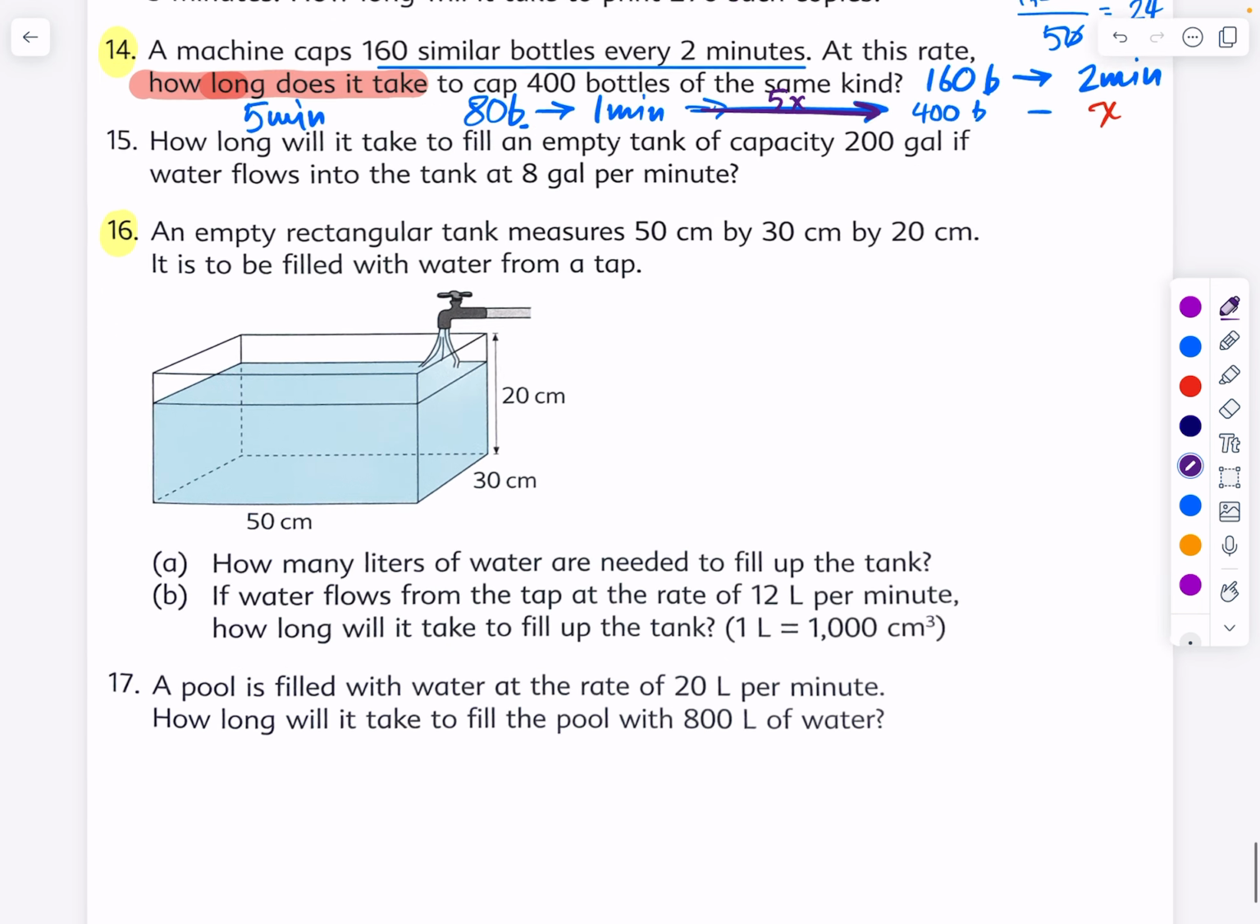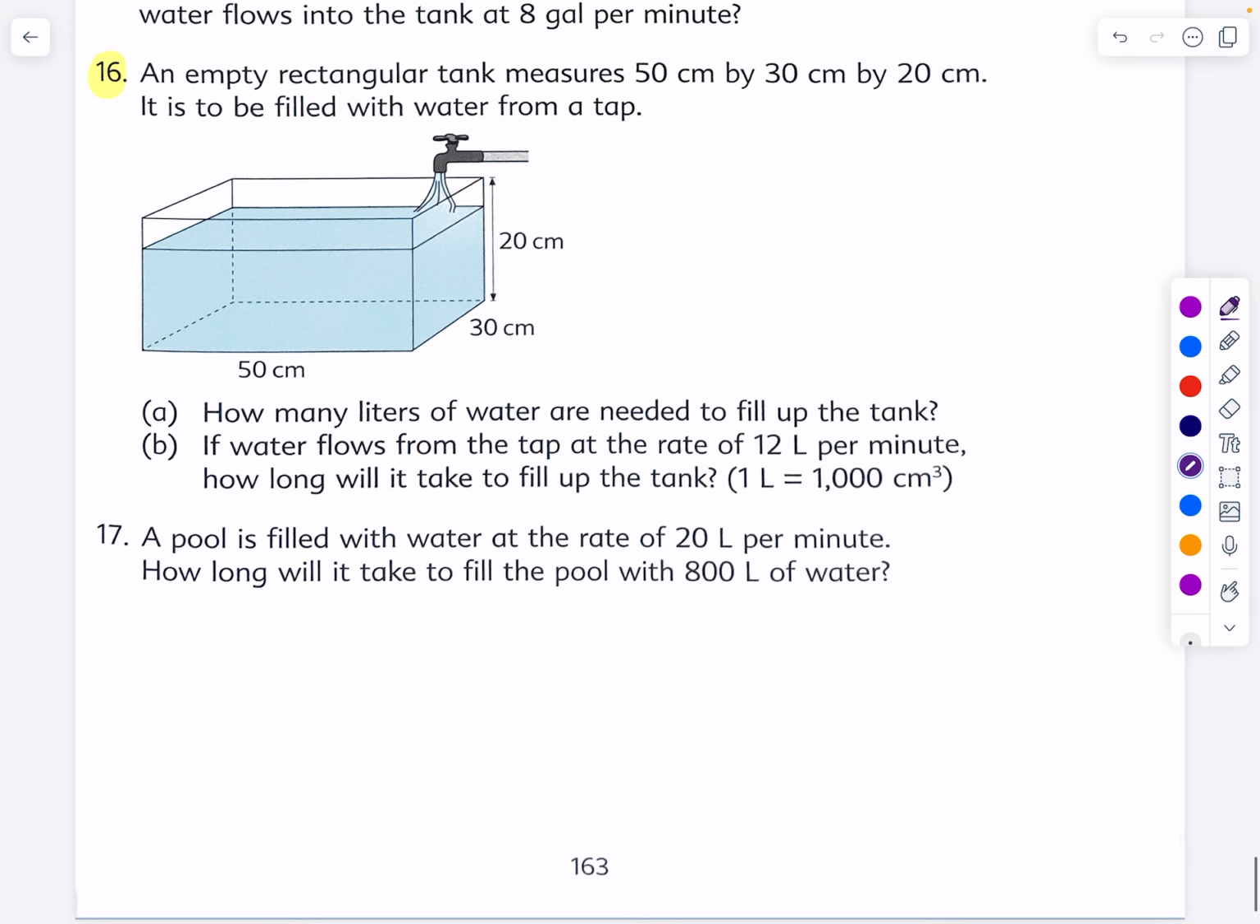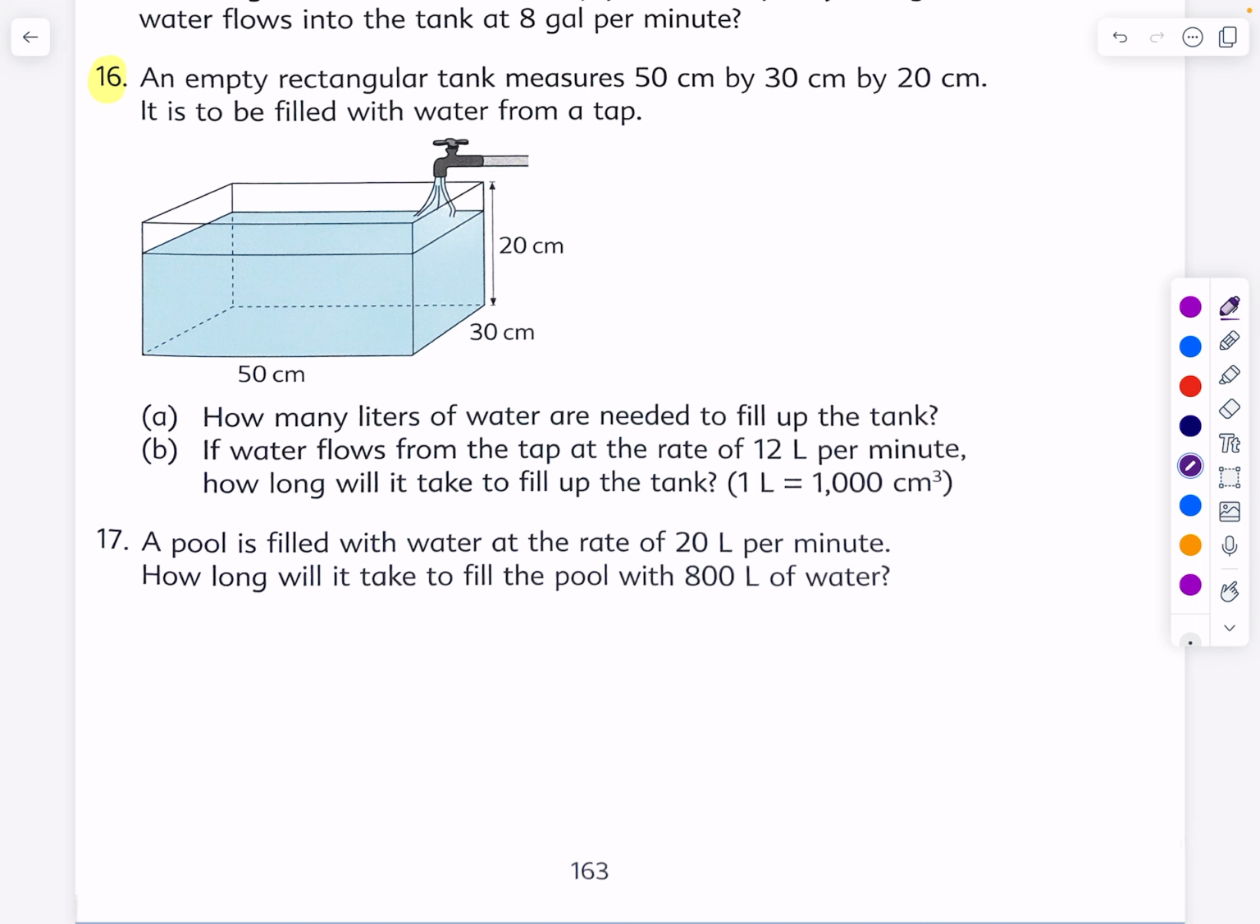Next question, an empty rectangular tank measures 50 centimeters by 30 centimeters by 20 centimeters. So let's write it down. What do we have here? We have length by width by height, correct? This is our height, this is our width, and this is our length. We've learned about volume of rectangular prisms or fish tanks. It is to be filled with water from a tap. First question, how many liters are needed?